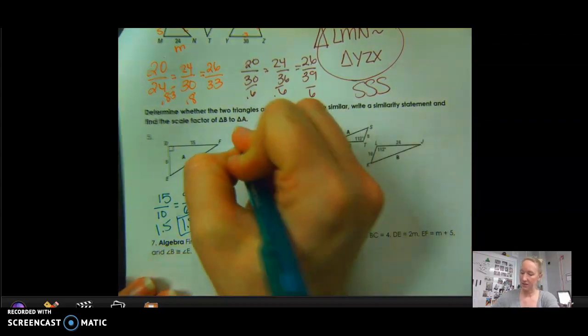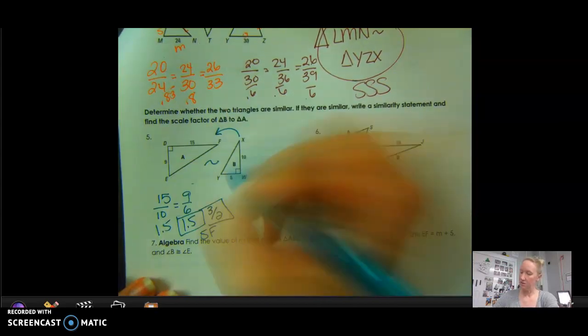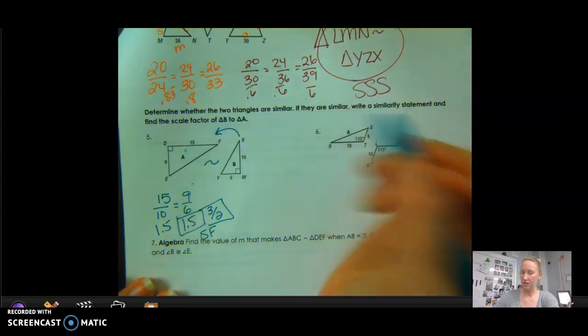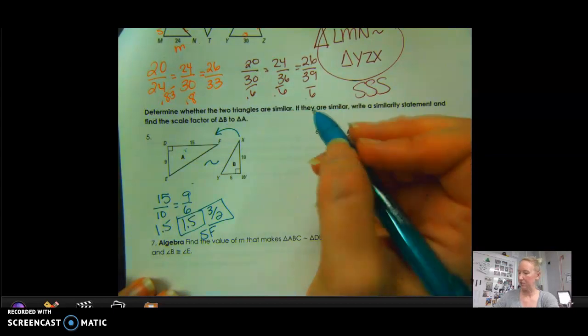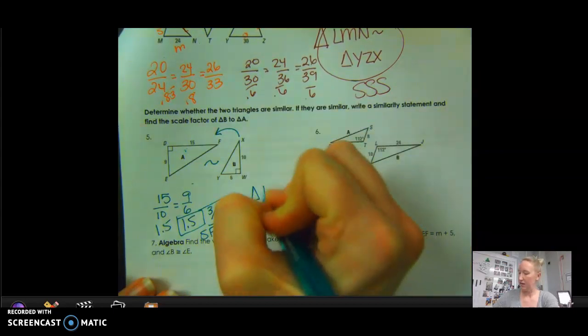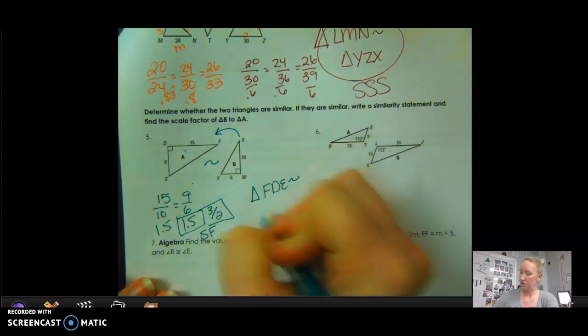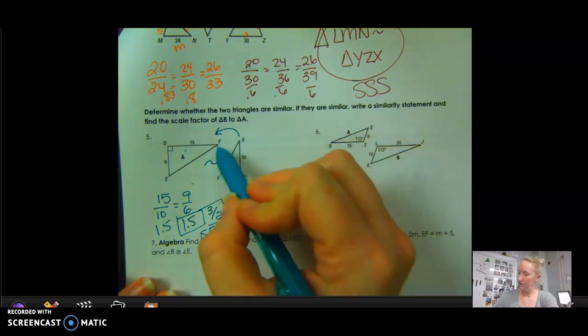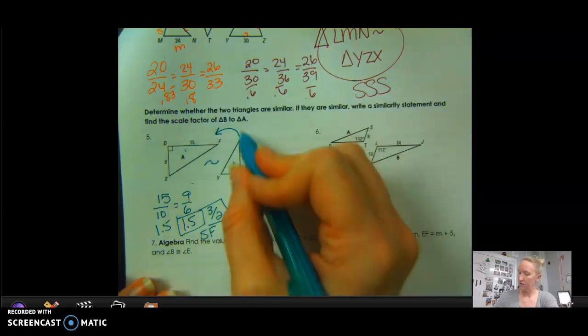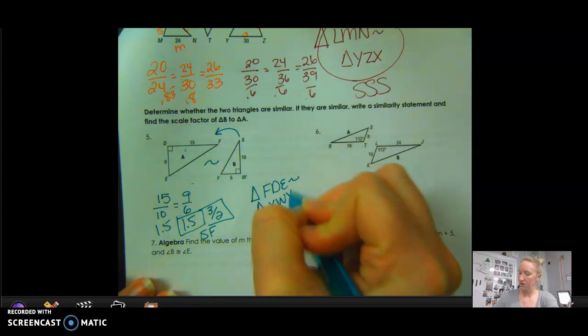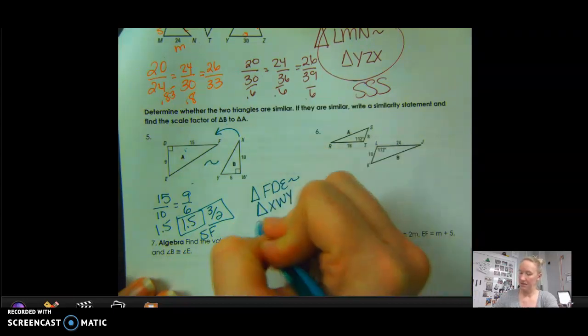And that's the scale factor going from the small to the big. So B to A, small to big, has to be a number over 1 because we're getting bigger. Triangle FDE is similar to triangle. So F to D would be long to short. So I need to go long to short. And this is side, angle, side.